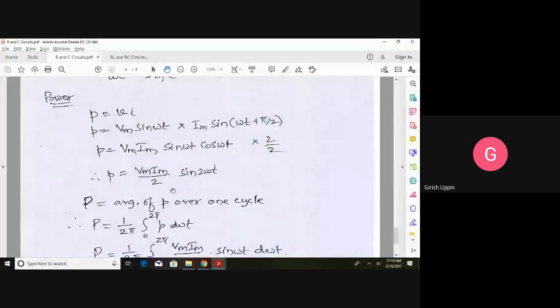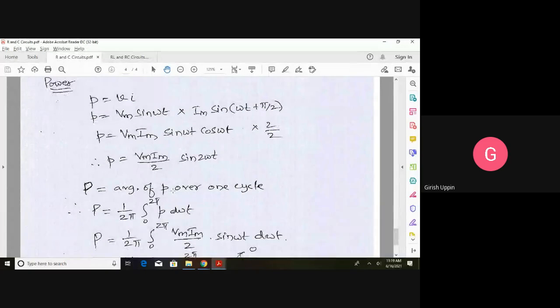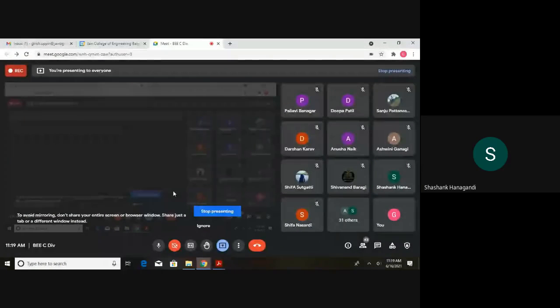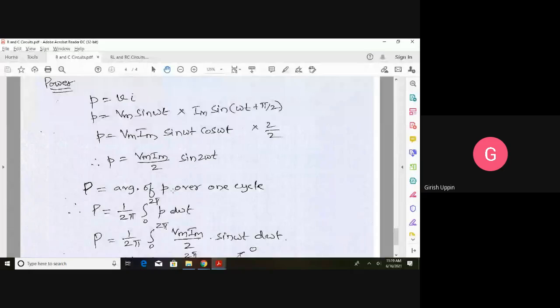Now, what is the power that is consumed in the pure capacitance? It is 0. Remember, in case of a pure resistance, the power consumed is P is equal to capital V into capital I. That is RMS value of the voltage into RMS value of the current I. In case of a pure inductance, the power consumed is 0. In case of a pure capacitance, the power consumed is 0.